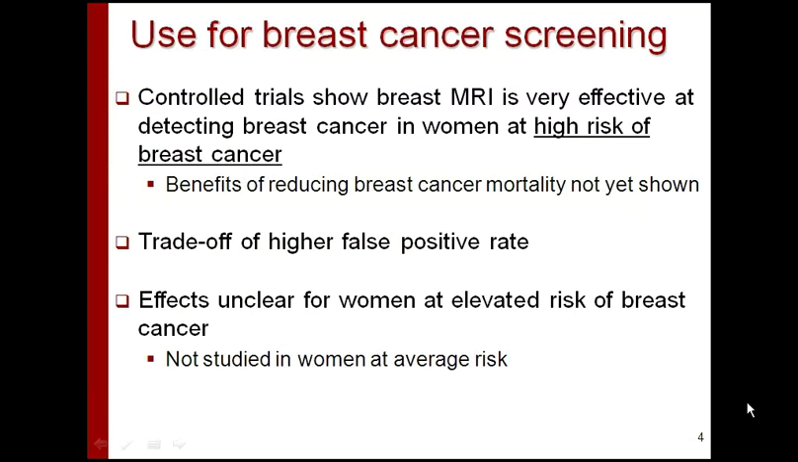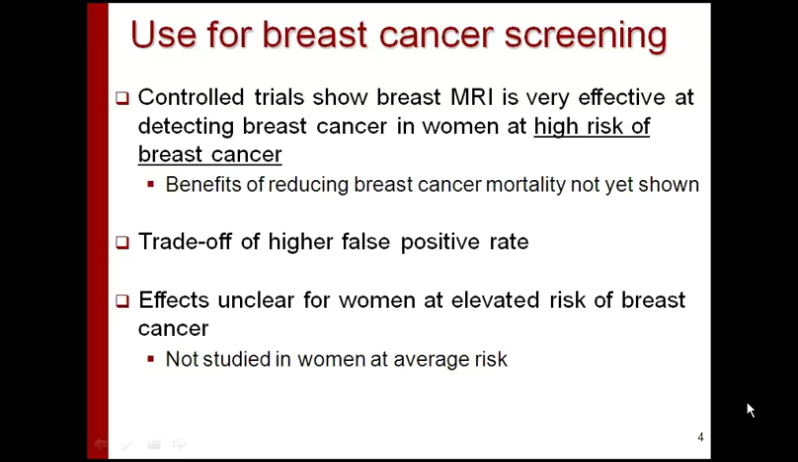Controlled trials and controlled studies show that breast MRI is very effective at detecting breast cancer in women at very high risk of breast cancer. In fact, when it's used in conjunction with mammography, sensitivity can be up to 100% in some studies. But this is really only in women at very high risk of breast cancer. And here we're talking about BRCA1 or 2 mutation carriers, who have a 50 to 80% lifetime risk for breast cancer, or women who have a very strong family history of breast cancer.